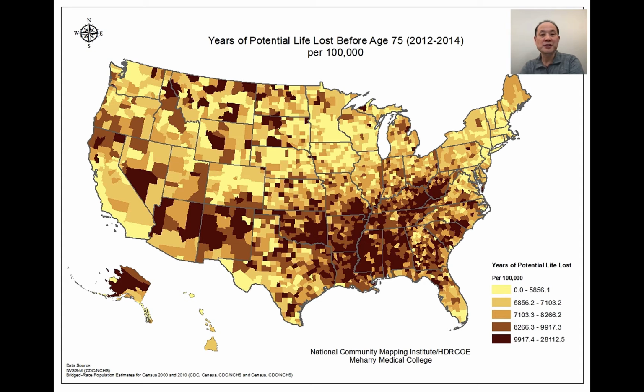And this map shows the years of potential life lost before age 75. Basically, the darker color means the average life is much shorter than the lighter color. So this is the Mississippi River, and this is Appalachia, right? Depending on where you live, you'll actually be surprised, there is almost 20 years of difference in your years of potential life lost.